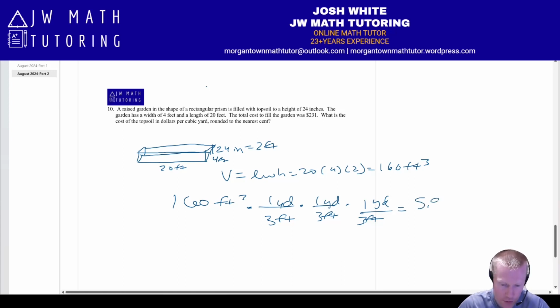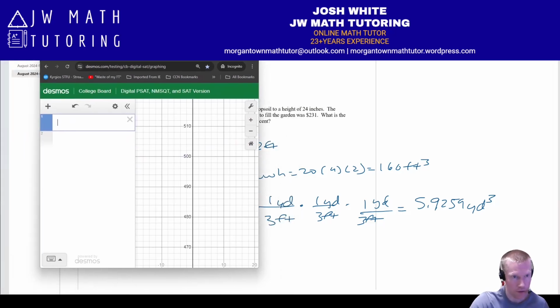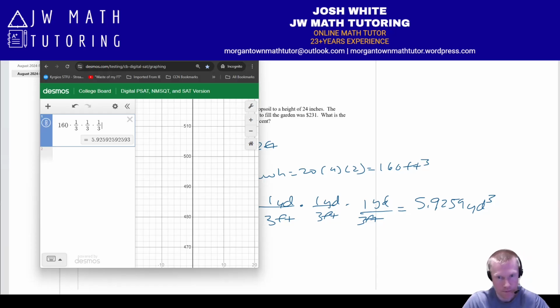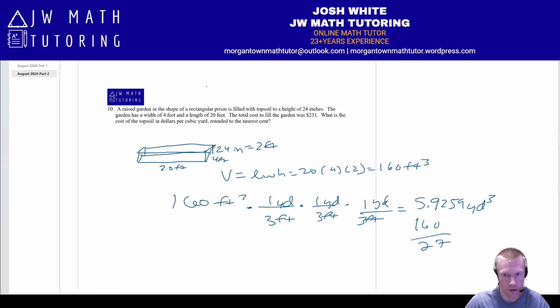Okay. So now, if you go ahead and just do this out, multiply it all through, it should come out to 5.9259 cubic yards, the total amount of soil needed for this. Just go to Desmos to test, confirm that this is correct. So we got 160, and then it's times 1/3, times 1/3, and times 1/3 again. Yep, 5.9259, but yeah, whatever. It's really just 160. You could also keep it as 160 over 27, if you want to do it that way. That's fine.